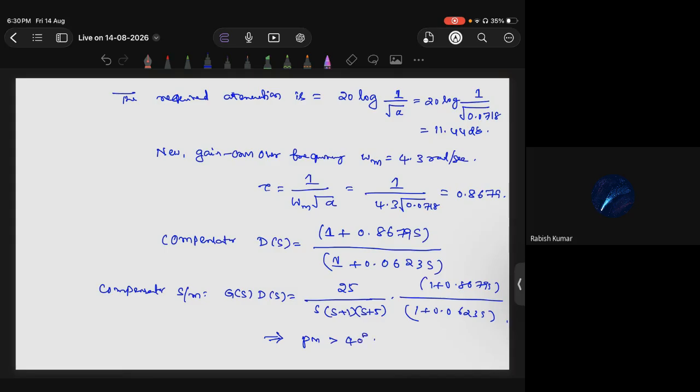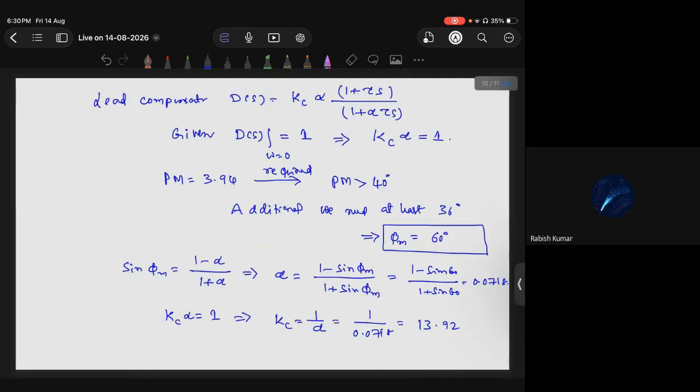You can also plot it and check it. You will see minimum 40 degrees. These formulas are the same as that of lead and lag. I'll share these three problems: the first problem, the second is lead, and the third is lag also. You can use these three while doing this MATLAB assignment. Are there any queries?